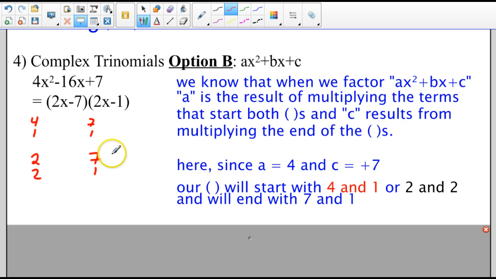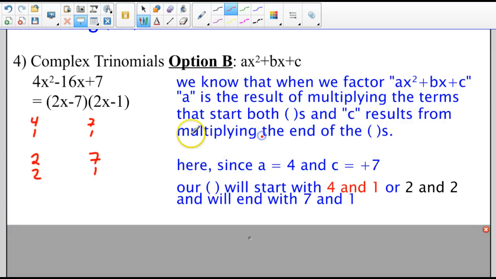If I multiply 2 times 7, I get 14. 2 times 1, I get 2. And 14 and 2, if they can both be negative, will add up to the negative 16. So what that means is I will start my bracket.